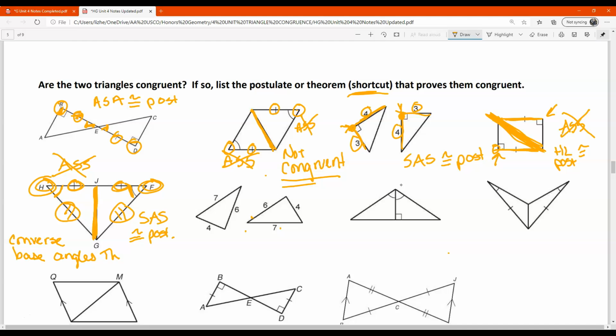Next one. 4, 6, 7, 4, 6, 7. All my sides are equal. I know nothing about my angles. That would be side, side, side.